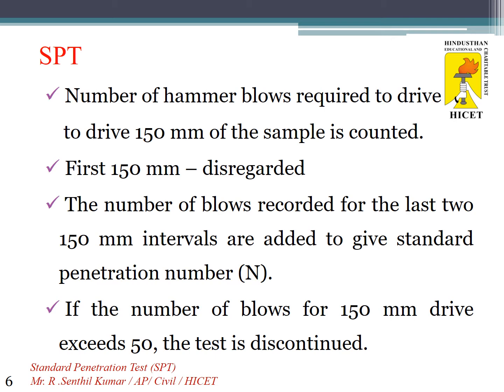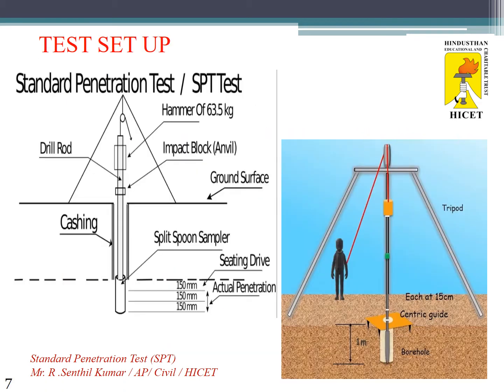Suppose for the second 150 mm penetration you give 12 blows, and for the third 150 mm you give 7 blows. The summation of these two, 12 plus 7, gives 19. So the standard penetration number N value will be 19. And if the number of blows for a 150 mm drive exceeds 50 blows, at that time the test is discontinued.